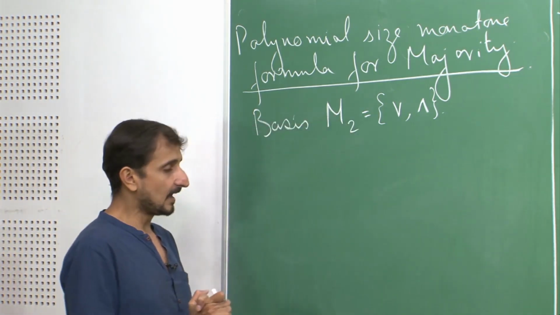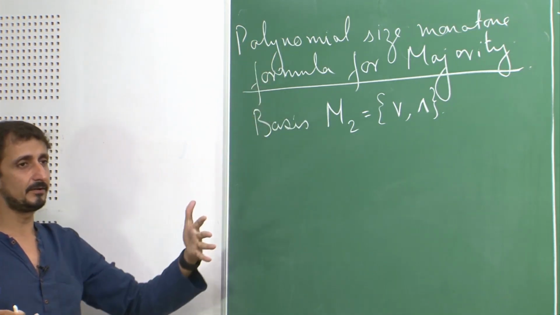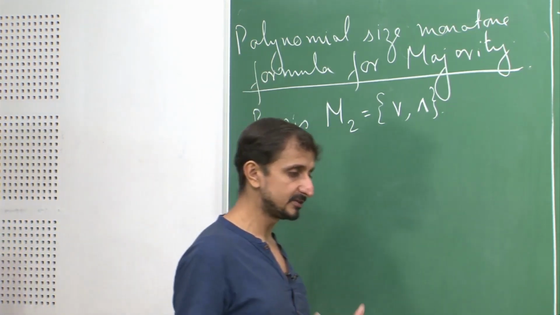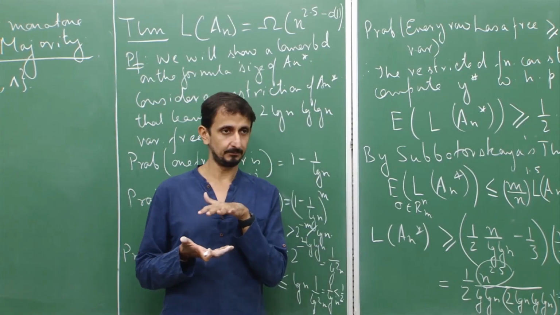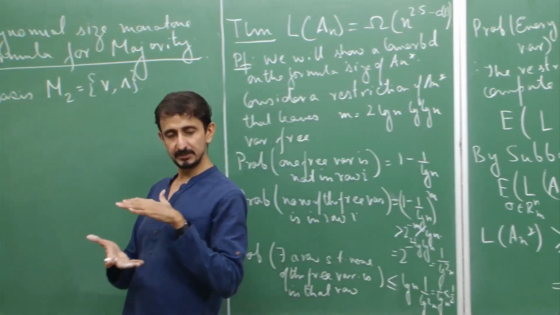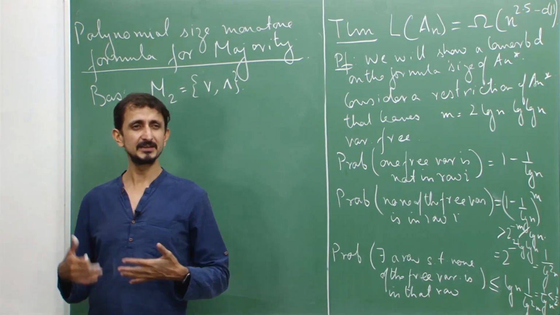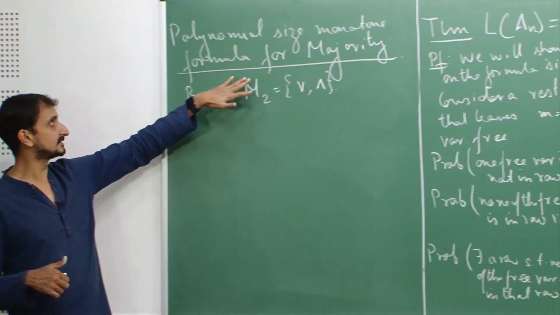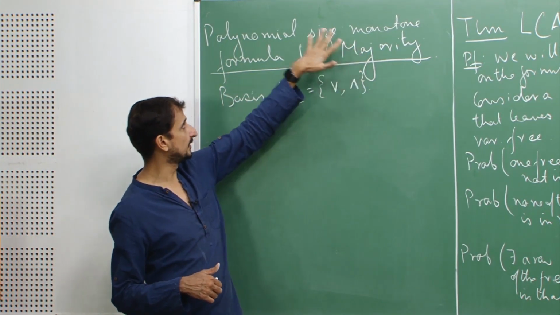Now, when we say polynomial, we will basically be giving a formula whose depth is not just polynomial, but bounded by log n. One direction is obvious: if the depth is bounded by log n, then the size has to be polynomial. But if the size is polynomial, it is not necessary that the depth is bounded by log n.